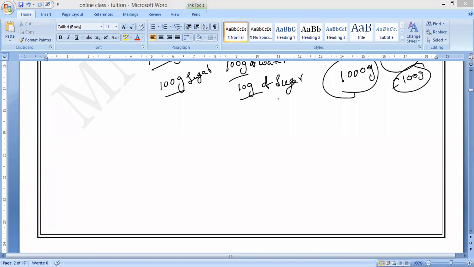Now I will tell you the definition. All of you read the definition loudly. The concentration of a solute is defined as the mass of a solute in 100 grams of the solution. 100 grams of the solution.